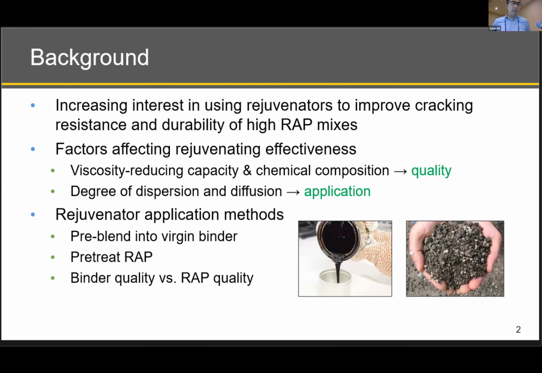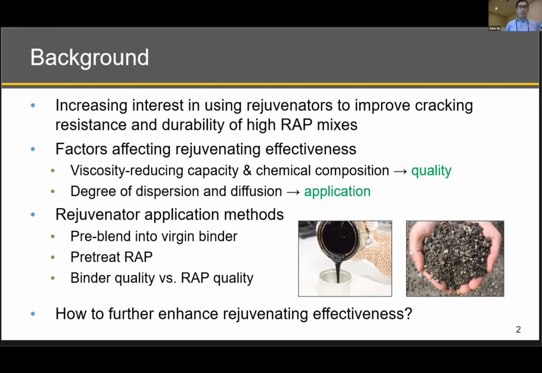Currently, there are two rejuvenator application methods. The first one is called the pre-blending method, which means we pre-blend those chemical additives into the virgin asphalt binder. The other approach that has been investigated in some parts of the world is called pre-treatment. In that case, we are adding the rejuvenator into the RAP instead of the asphalt binder. By doing that, it provides an opportunity to directly interact the rejuvenator with the heavily aged binder in the RAP. So the difference between the two approaches is that one targets binder quality, and the other targets RAP quality. Both matter, but the question is which one is going to be more effective.